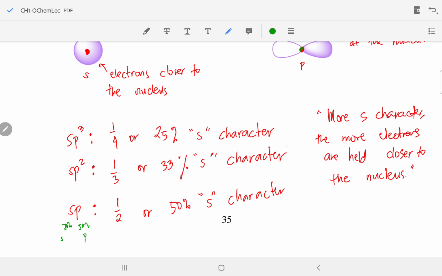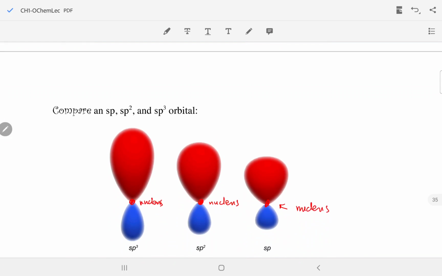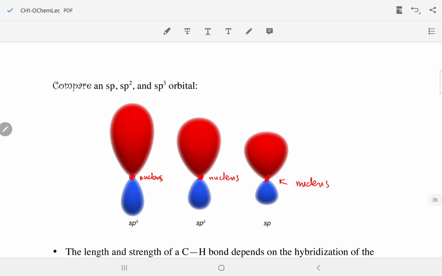That is the concept. Okay, so therefore the bond strength increases as you go down, meaning to say sp or hybrid orbitals are stronger than sp2 and sp2 are stronger than sp3 bonds. Okay, so if we compare the sp3, sp2 and sp bonds, sp3 is the biggest and sp is the smallest.